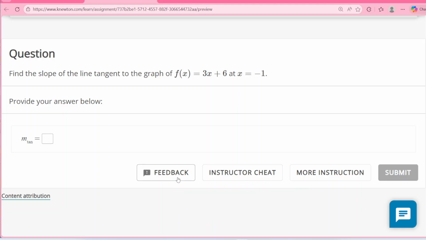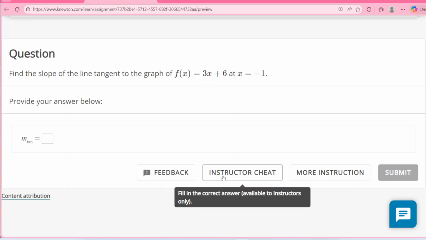And then at the bottom of every question, you should see a feedback button. So if you notice any typographical errors, any mistakes in the question or the answer explanations, you can send feedback directly to Knewton support, and hopefully they're going to get back to you soon and help you fix whatever problem you have. I hope it's obvious that the instructor cheat button will not be there for you as a student. It's for instructors only to fill in answers for demonstration purposes. I will not be using this in this video.